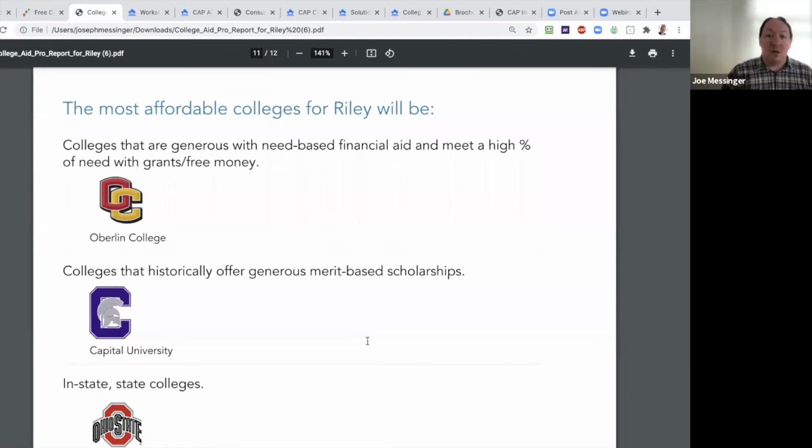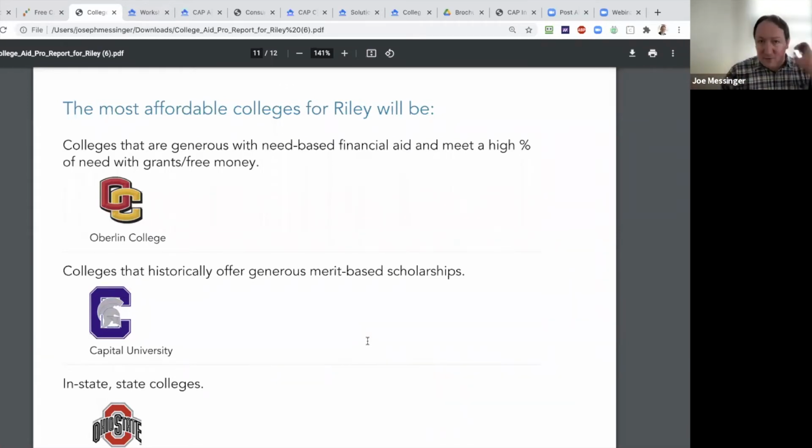You're going to want to look at schools that are very generous with need-based financial aid, like Oberlin College. And this is based on zip code. So this is highly dialed in based on a school that family would be familiar with. It's a very popular small private school in Ohio. Another school would be Capital. They're very generous with merit scholarships.